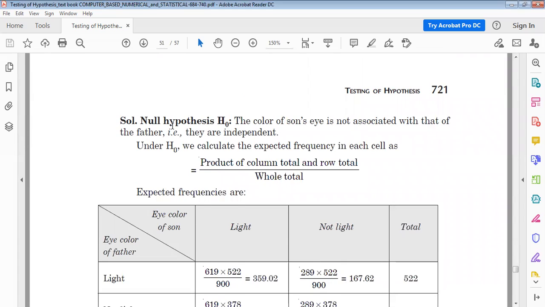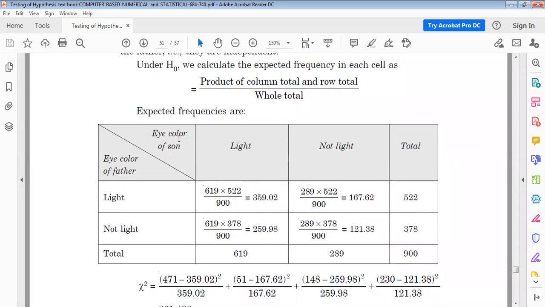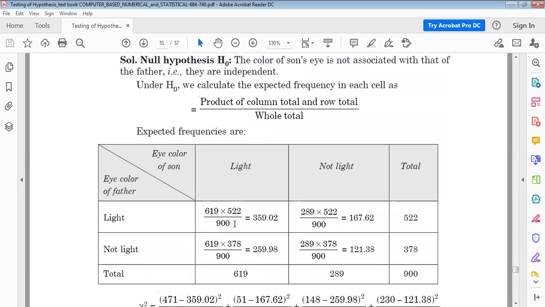Now try to take the null hypothesis: the color of the son's eye is not associated with that of the father. That means they are independent, not depending on the father. That means the son's eye color does not depend on the father's eye color. We are taking this, that means they are independent. Understand? So under the null hypothesis, we can calculate the expected value for each cell: the product of column total multiplied by row total divided by the whole total. This is the eye color of son, light, not light, total, and this is the eye color of father, light, not light, total. Understand? So how do we get this?